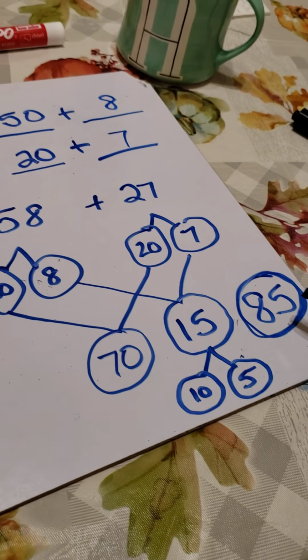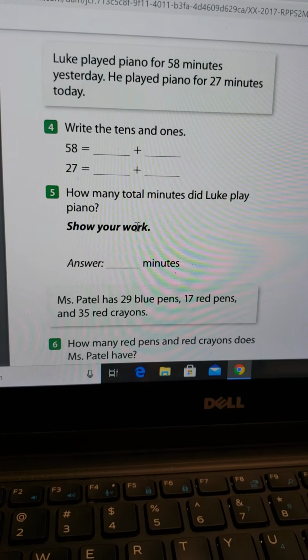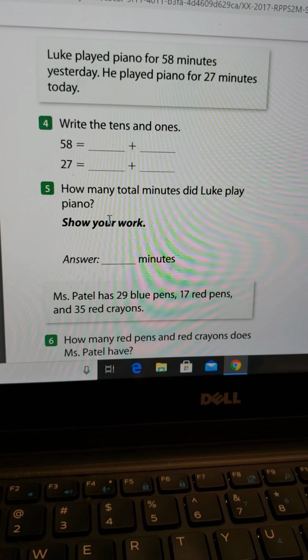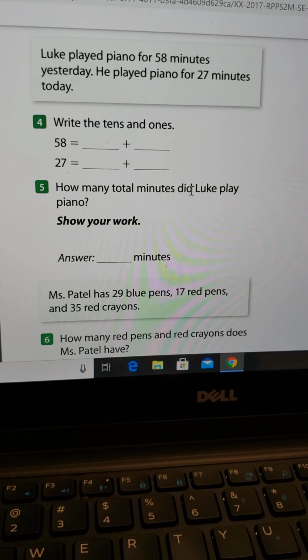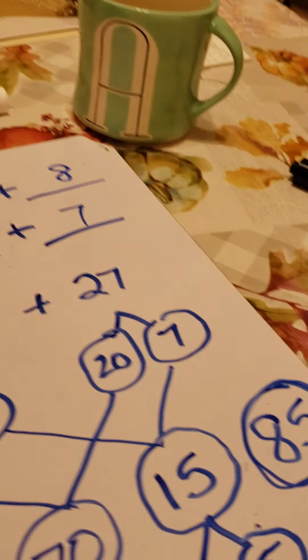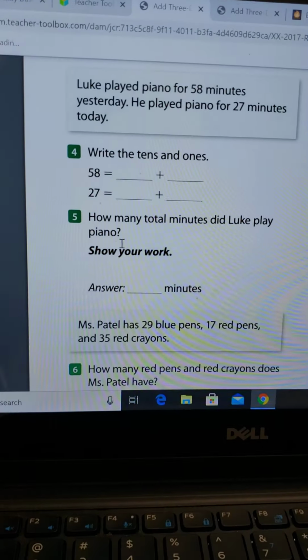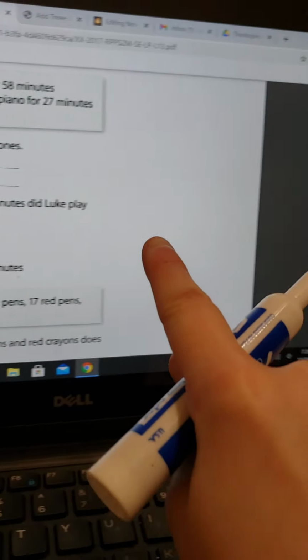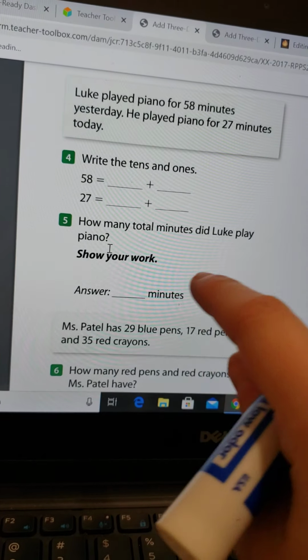All right, so my answer, I need to check my book. Oh, they did. They gave me a space to put my final answer. It says how many total, that's going to be my answer, total minutes did Luke play the piano? Well, he played 85 minutes. So that's going to go right there in that blank. You're going to bubble out here in your white space. Write your answer right here, please.